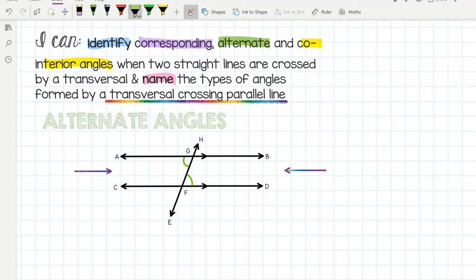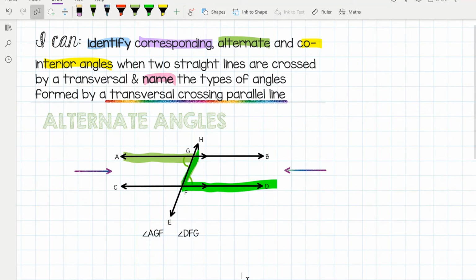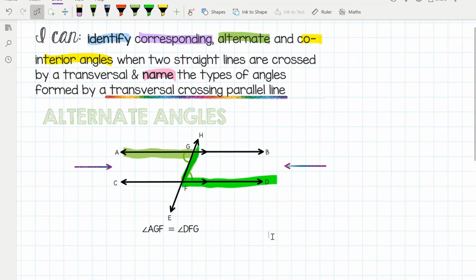If we trace our finger from A along the ray to G and down to F, we have the alternate angle, angle AGF. Let's do the same starting at D, along the ray to F and up to G to trace our other alternate angle, angle DFG. Interestingly, alternate angles are always equal. You can also see they form a zigzag shape, and that is why we call them Z angles.